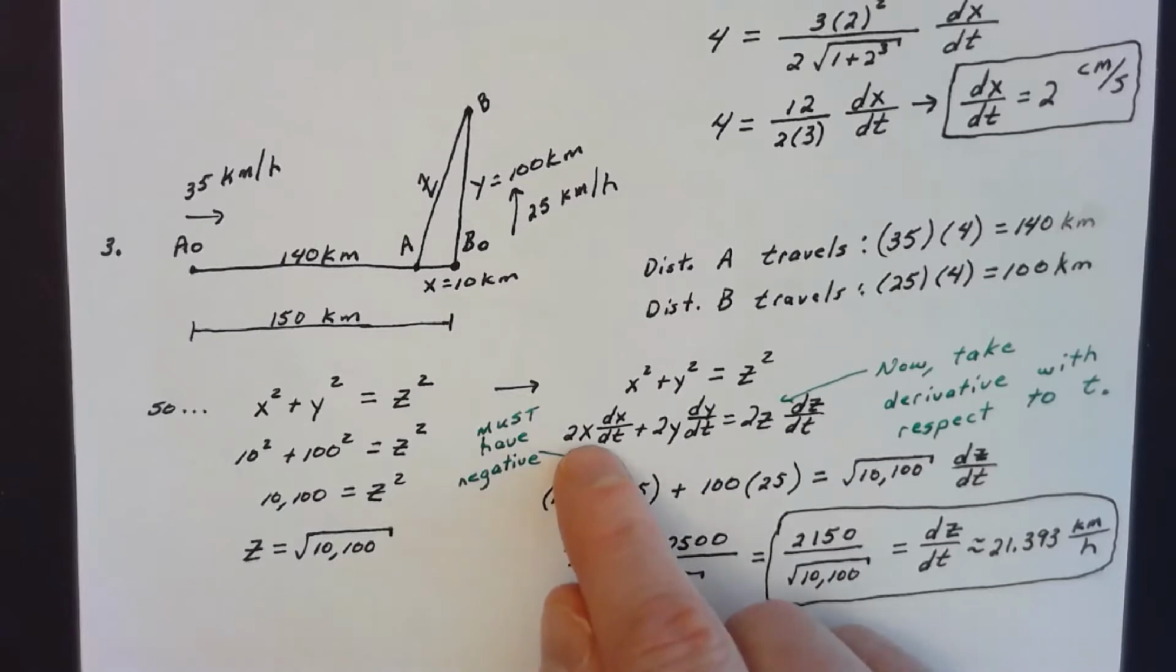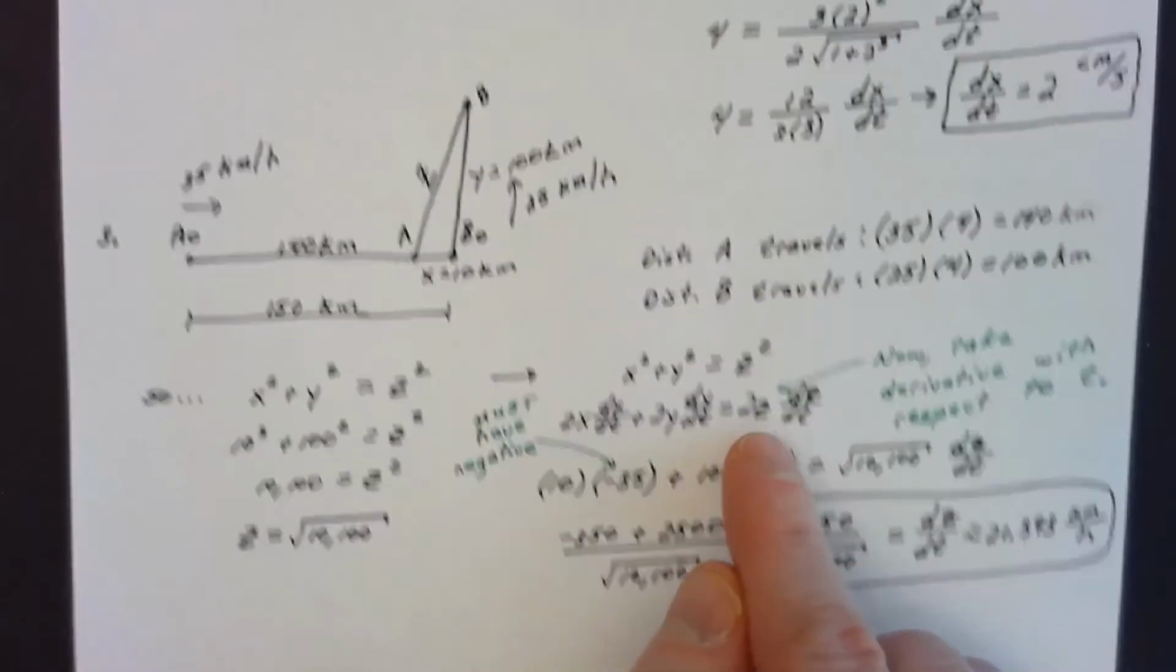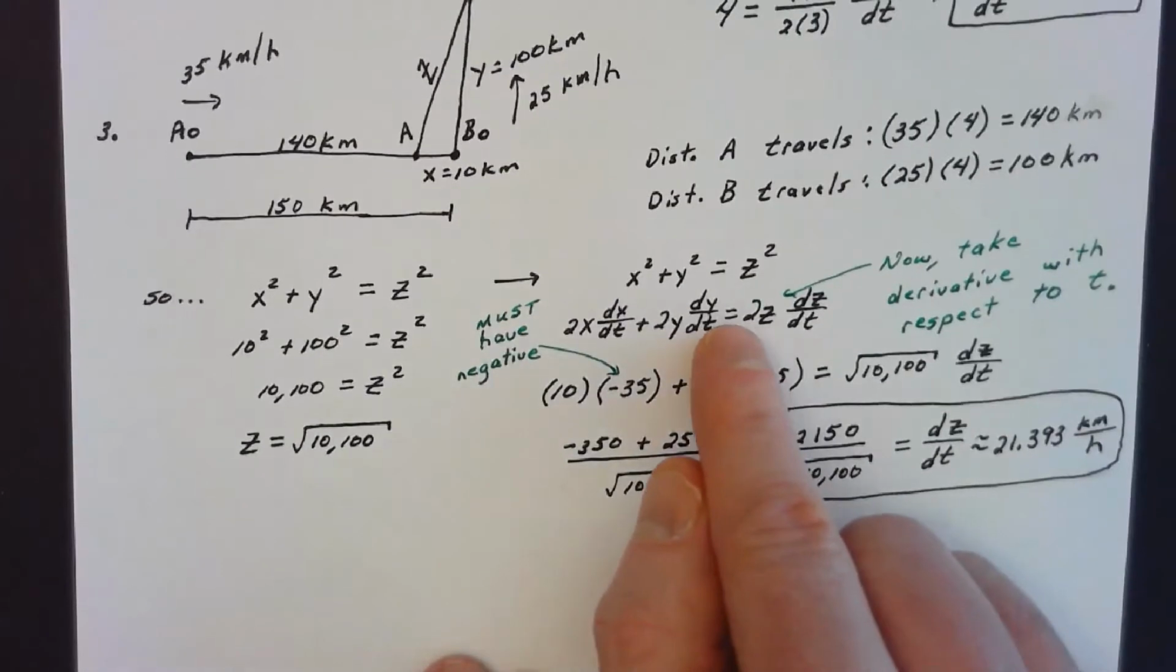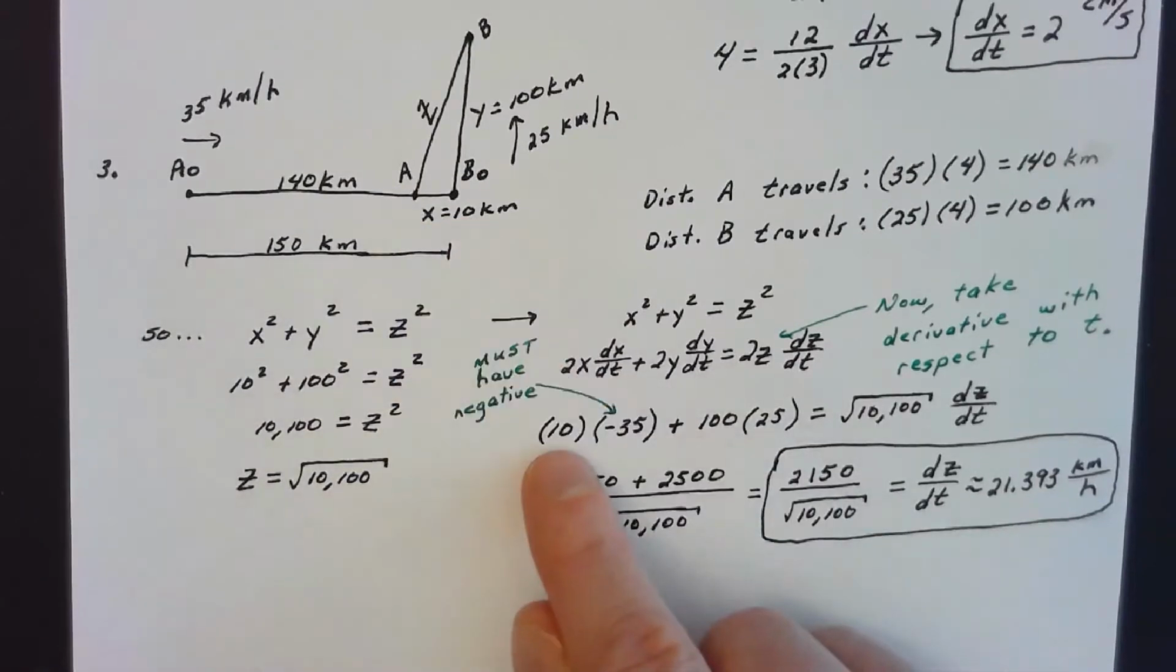Now that I've taken the derivative, I start plugging things in. And you'll notice from this step to this step, I also just divided each side by a factor of 2. There was no point plugging those 2's in there. Just divided both sides by 2 to make it easier. And then I plugged in the x. Well, the x that I know in the problem is 10 kilometers. Had to plug that in.